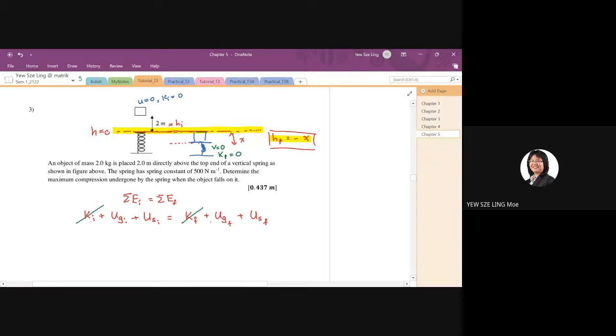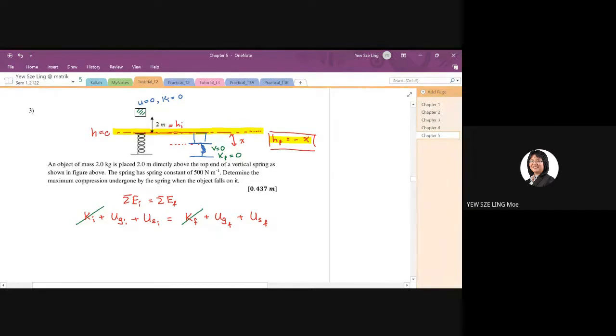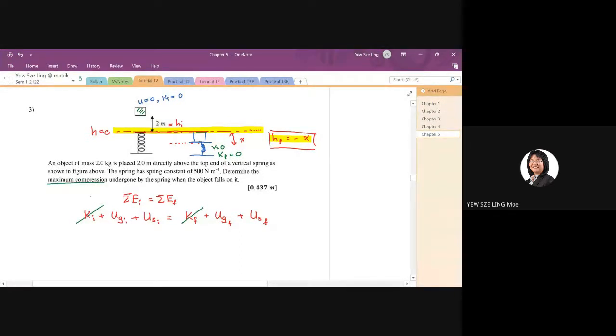Okay, so I repeat, saya ulang sekali lagi. Kenapa saya boleh buang K saya? Sebab saya ambil K initial, okay, adalah when I drop the object. So before you drop the object, initial velocity is equal to 0. So K initial, of course, is equal to 0. And the final position that I'm taking right now, final positions yang saya ambil sekarang adalah maximum compression of the spring. When we have maximum compression, it means you cannot compress the spring anymore, and therefore our object stops at that moment. Our final velocity is also equal to 0. Therefore, K final is equal to 0.